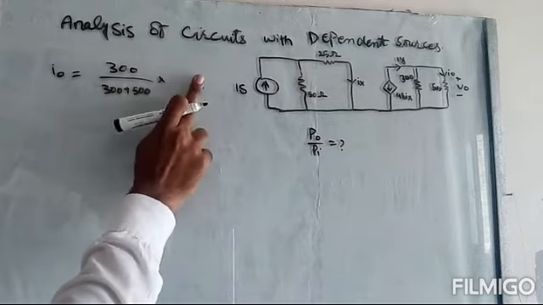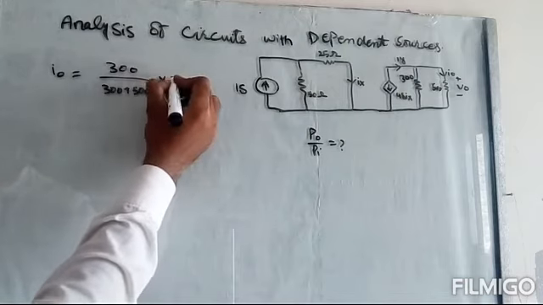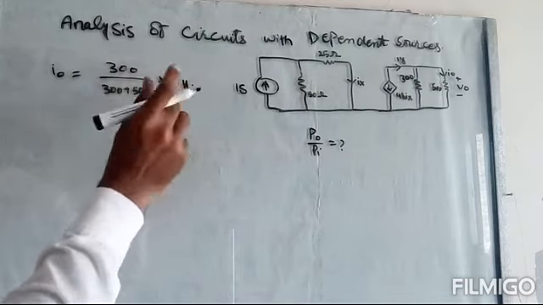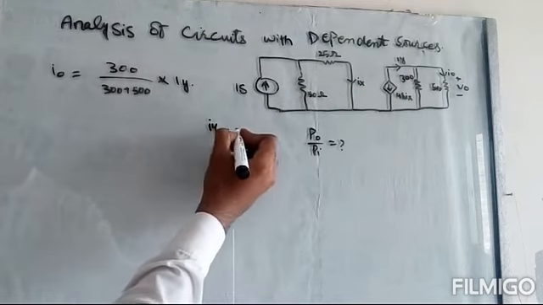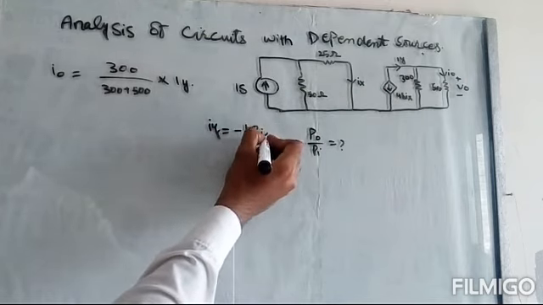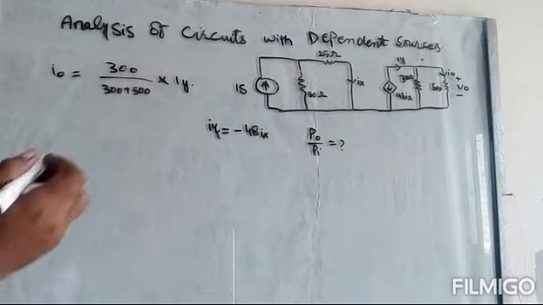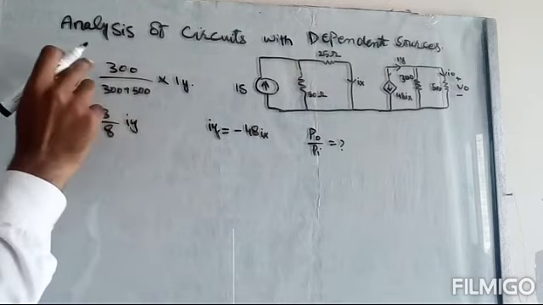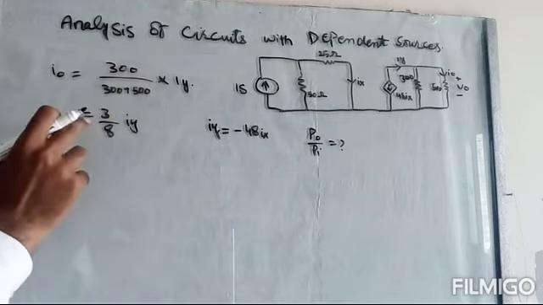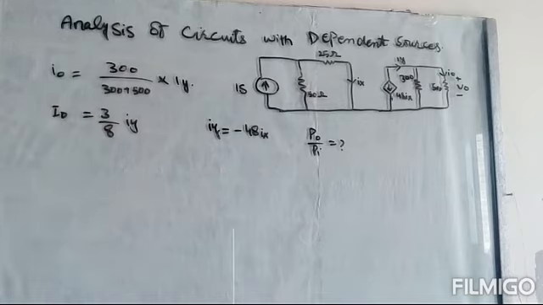Actually this will be 40. Iy is flowing from this, so that will be Iy, and then we can replace Iy with Iy is equal to minus 48 times Ix. So we can put this value over here. So it will come 300 over 8 Iy. This will be 300, this will be 800. So overall, I0 will be equal to 3 over 8 Iy.